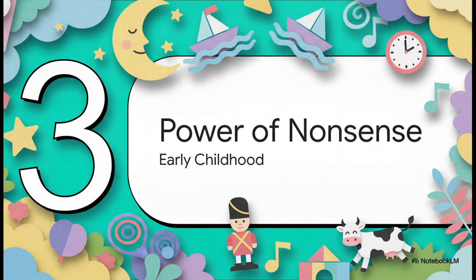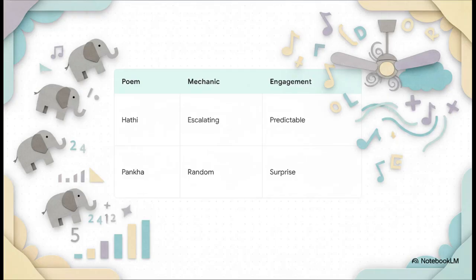We've looked at 2 entirely different structural masterpieces, and now it's time to bring them together to see the full picture. We've essentially got 2 distinct tool sets at play here. Ek Mota Hathi is mathematical and escalating. It delivers predictability and interactive counting. Upar Panka, on the flip side, is dreamlike and random. It offers surprise, musicality, and wacky wordplay.